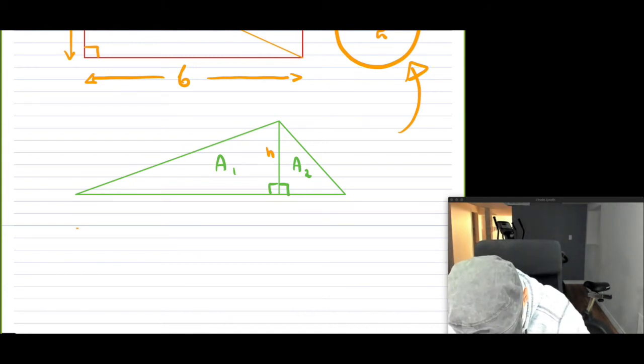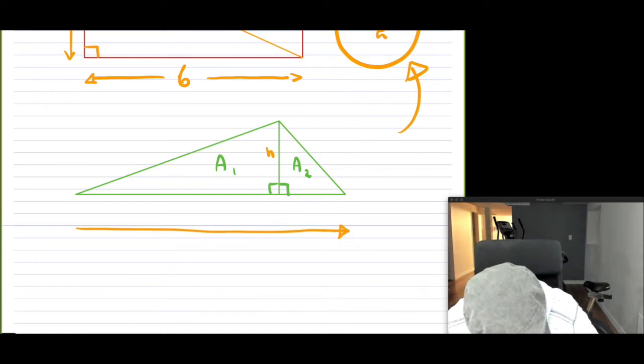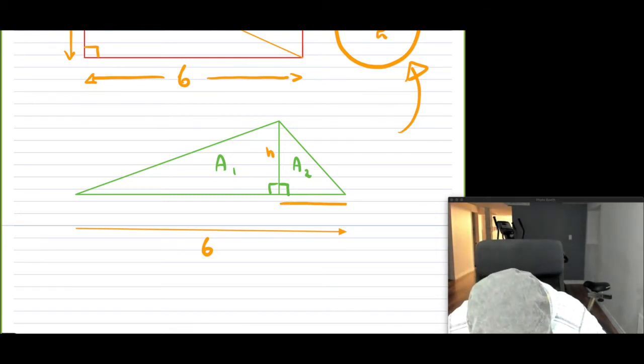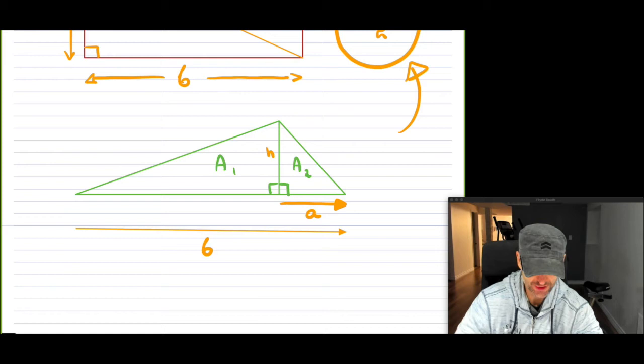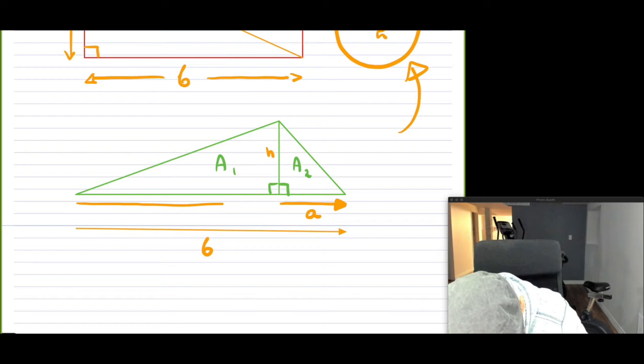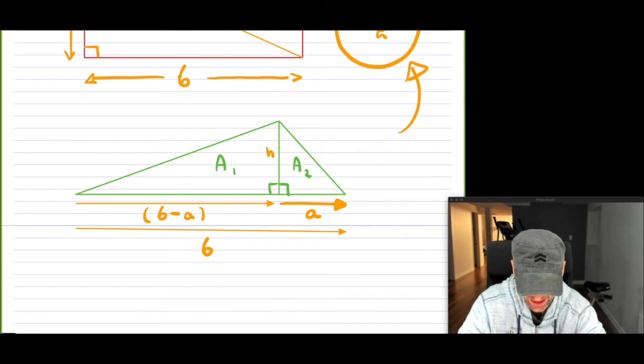So from here to here, I said that this was B. That was my base. And now from here to here, let's say this is a base, and let's call it A. That means that from here to here is really the entire base minus A, because we're just going to subtract that A.